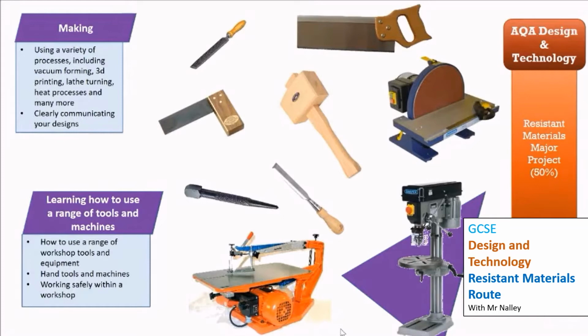We use a range of different machines and tools in the workshop: saws, hammers, files, we use mallets, chisels, we use machines like the drill press, the scroll saw, the disc sander, a variety of all sorts of different things. We even do some industrial processes like vacuum forming and casting. Making is probably the most exciting thing you can do in our school, and this is one of the reasons that people feel that this is possibly the best subject they can take.